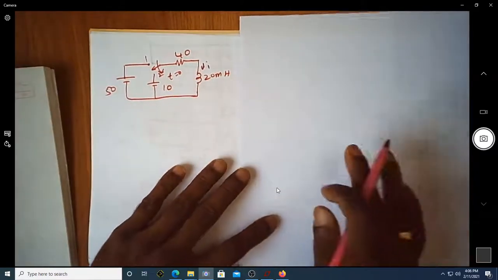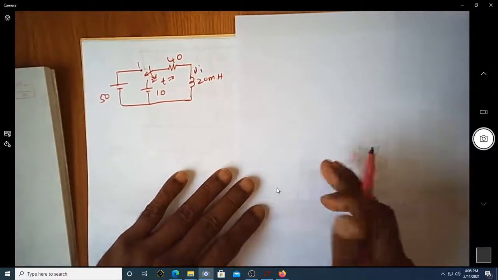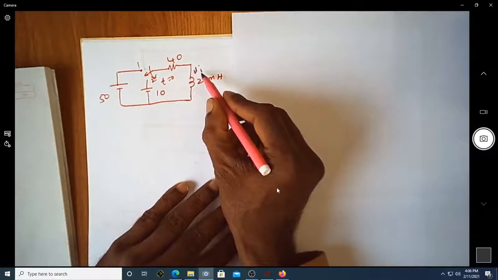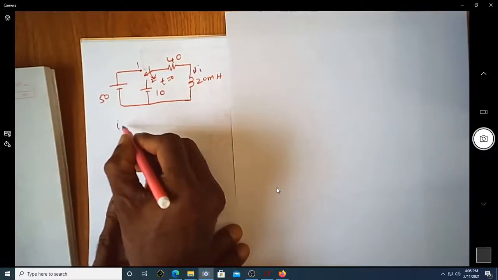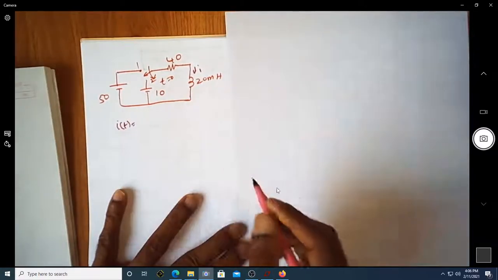Analysis of this RL network. So let us consider this particular problem where we are asked to find the expression for the current flowing through this inductor. So we are asked to find what is this I(t).